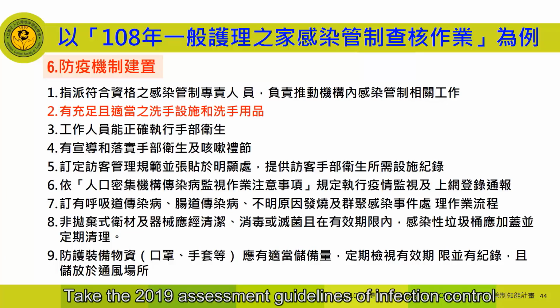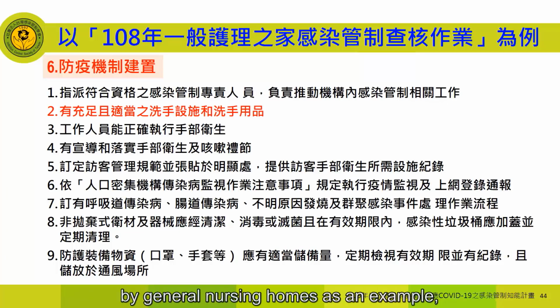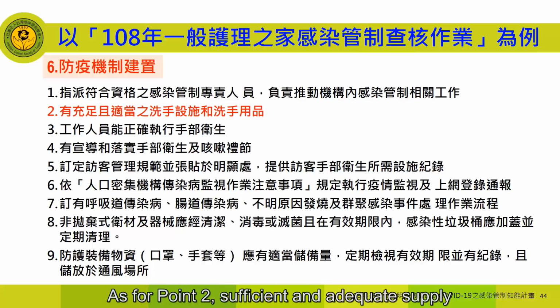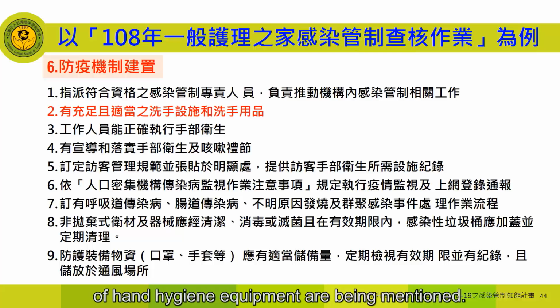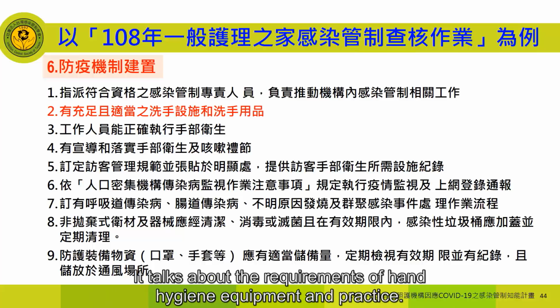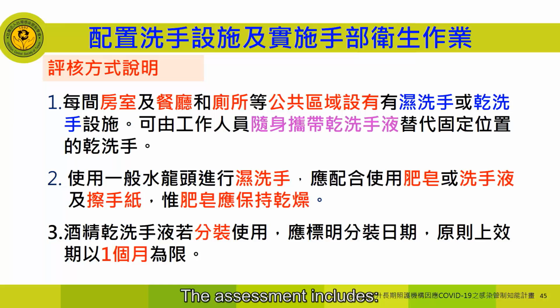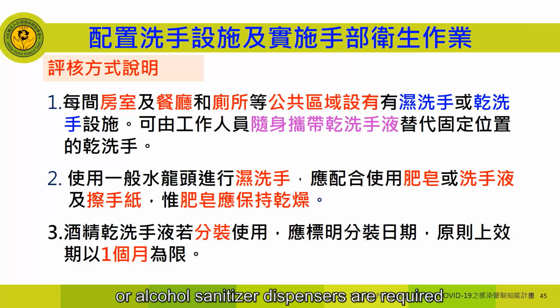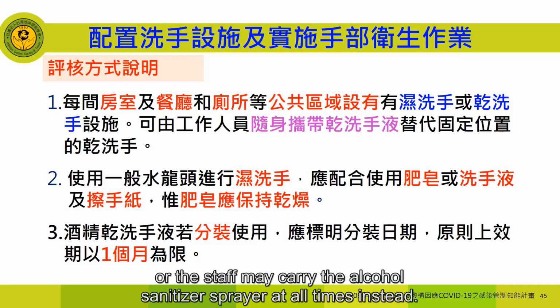Take the 2019 Assessment Guidelines of Infection Control by General Nursing Homes as an example. Item 6 refers to the installation of epidemic prevention mechanism. As for point 2, sufficient and adequate supply of hand hygiene equipment is mentioned. It talks about the requirements of hand hygiene equipment and practice. The assessment requires equipment for cleaning the hands with water and soap, or alcohol sanitizer dispensers, to be installed at each room or dining area. Or the staff may carry the alcohol sanitizer sprayer at all times instead.